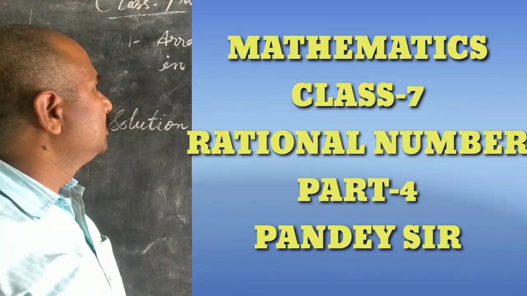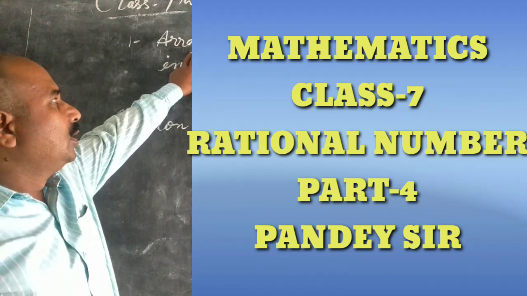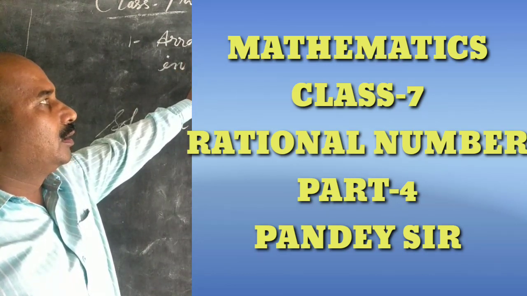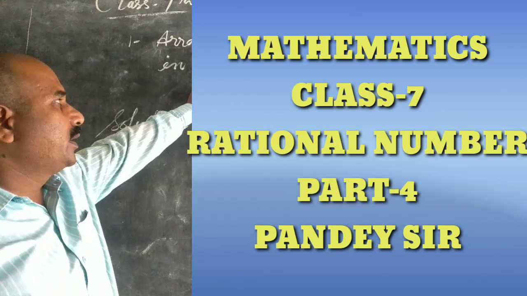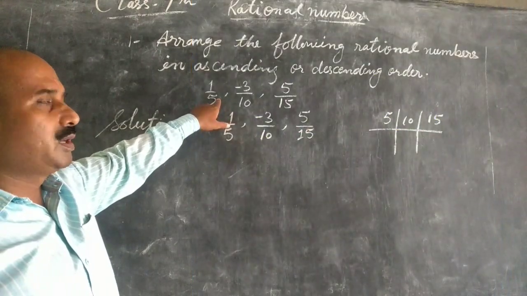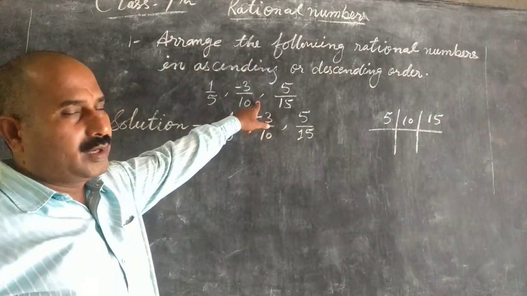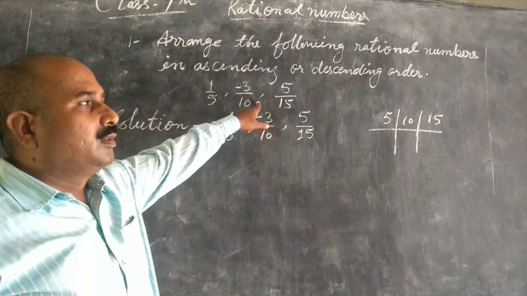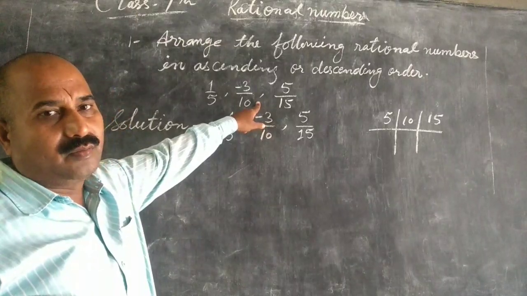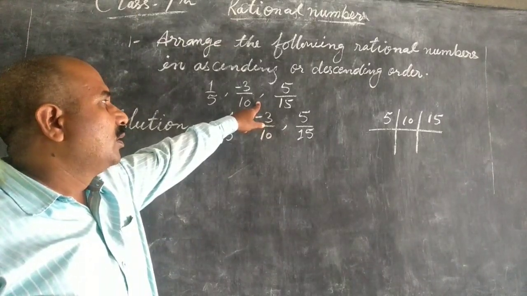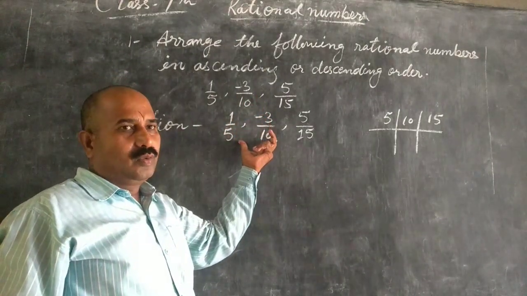Good morning, students. Today I want to make you understand about ascending order or descending order of the rational numbers. In this question you can see some rational numbers are positive and some are negative. When both conditions are given, you can be confused about which number is greater and which one is smaller. If you get this type of situation, you should do like this.